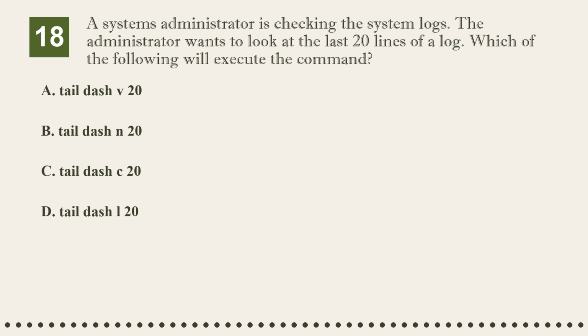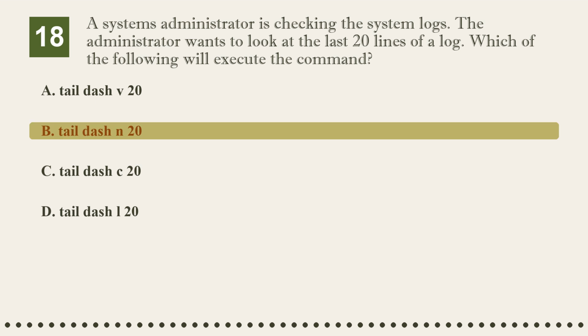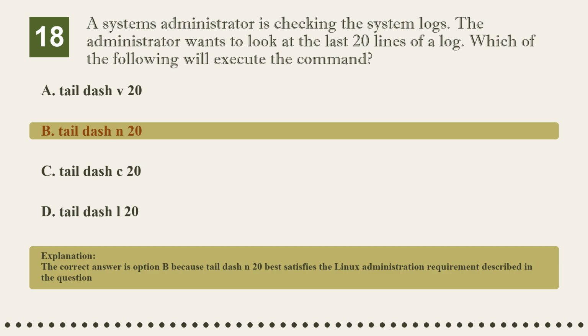Option C, tail-c20. Option D, tail-l20. The correct answer is option B, tail-n20. The correct answer is option B because tail-n20 best satisfies the Linux administration requirement described in the question.